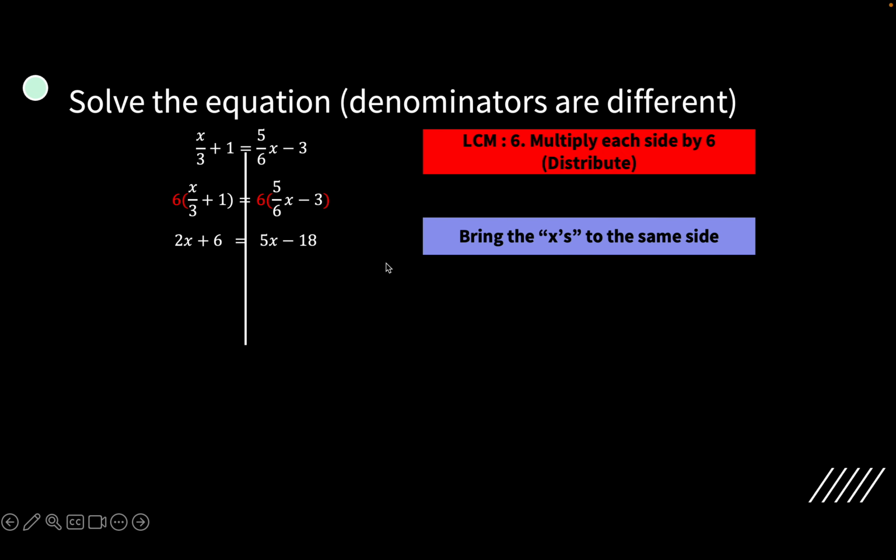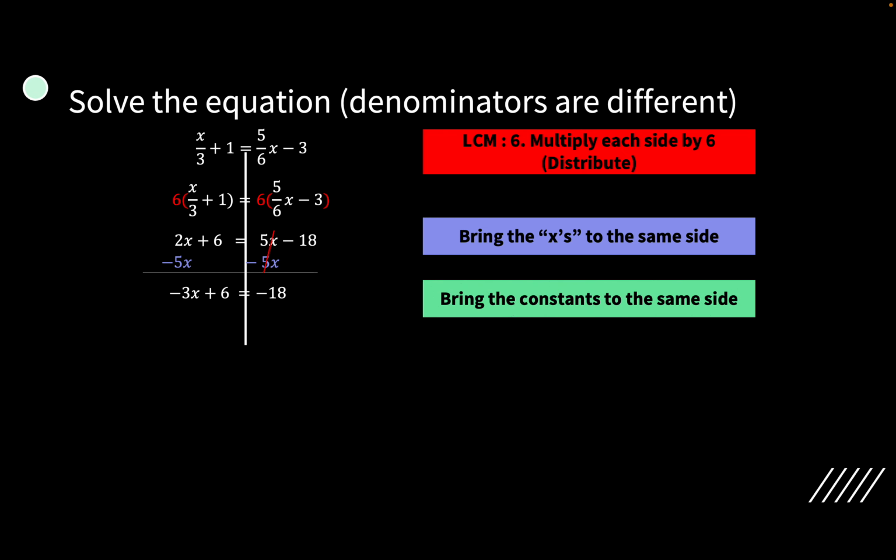Now I'm ready to solve. I've got a whole number equation. This is pretty simple. We're going to bring the x's to the same side. I like moving the x's to the left, so I'm going to subtract 5x on both sides. They cancel on the right, leaving me with negative 3x plus 6 equals negative 18.